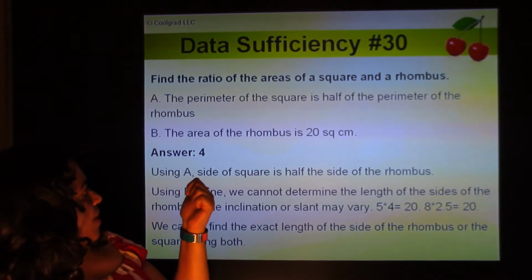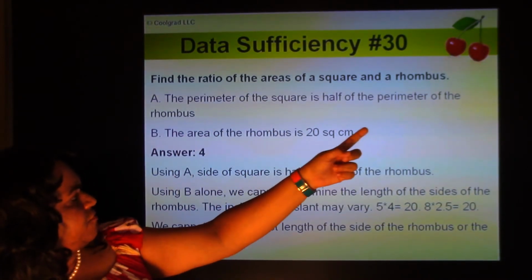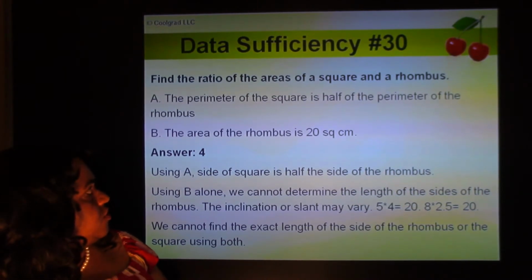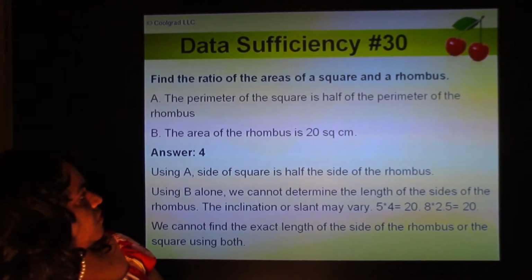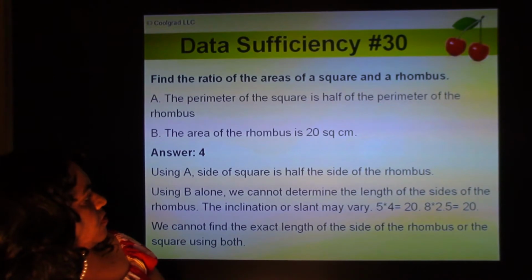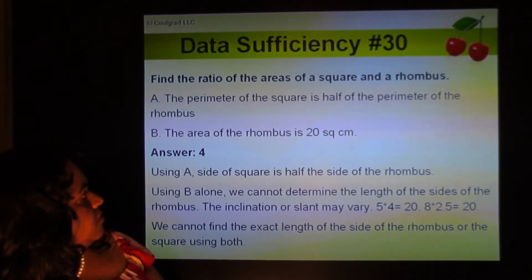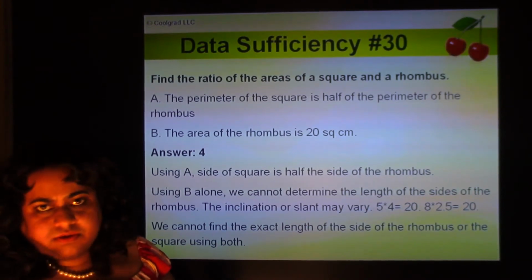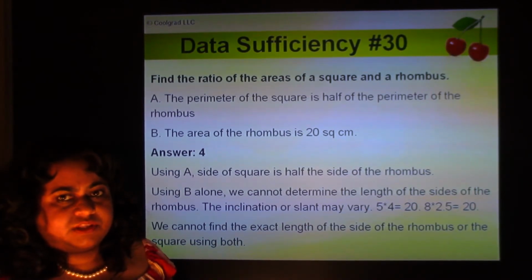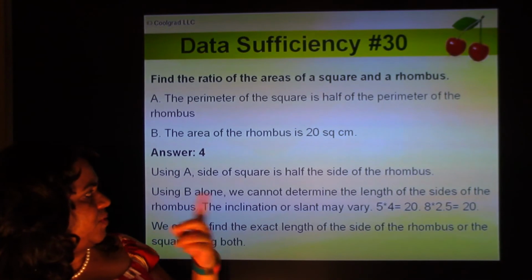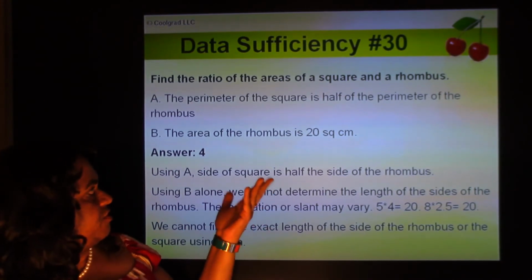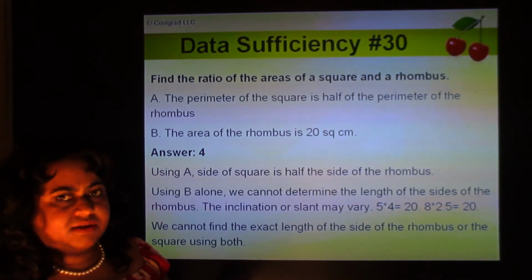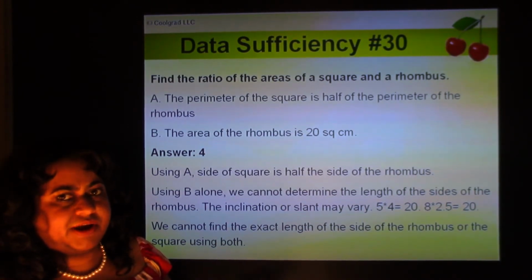So the perimeter of the square is half of the perimeter of the rhombus. The perimeter of the square is nothing but 4 times the length of the side of the square. So let's say the length of the side of the square is x, then 4x is the perimeter of the square. And for the perimeter of the rhombus, if the side is y, it's still 4 times y, right?